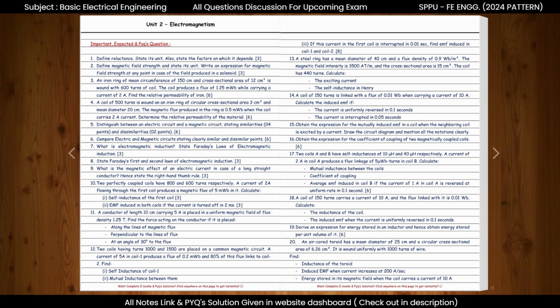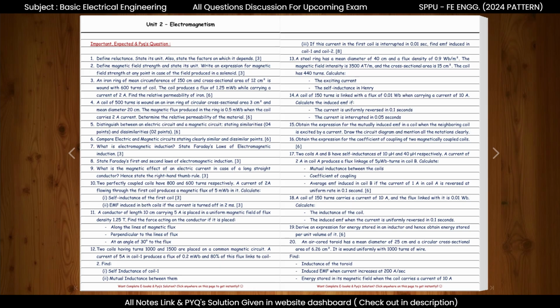Alright, let's move on to our next important topic, electric versus magnetic circuit. From this topic, we can expect questions such as, distinguish between an electric circuit and a magnetic circuit, stating similarities and dissimilarities. An electric circuit carries electric current, while a magnetic circuit carries magnetic flux. Both have similar quantities like electromotive force compared with magnetomotive force and resistance compared with reluctance. However, in an electric circuit current actually flows, whereas in a magnetic circuit no charges move, only magnetic flux exists.